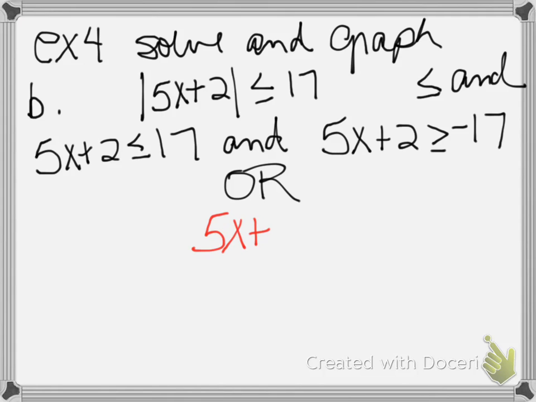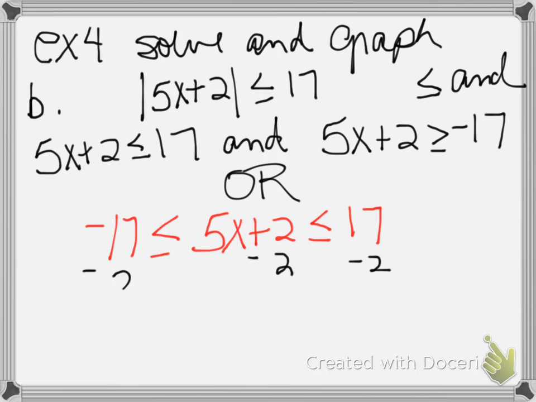Now you can set it up like that, or a faster way of setting up an absolute value with a less than symbol is take what's inside the absolute value, put it in the middle, and put less than symbols on both sides of what's inside the absolute value. Put the negative 17 on the left and the positive 17 on the right, and then solve as a combined inequality. It's a whole lot faster.